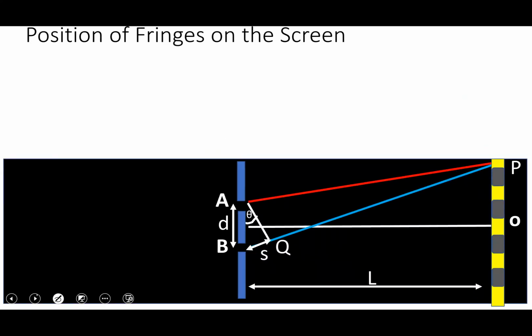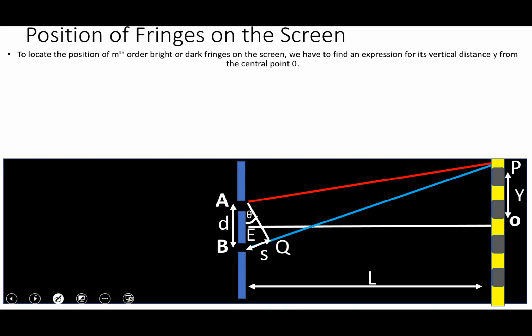Now, position of the fringe. If we want to calculate the distance from where it is bright, where it is dark, this distance basically is represented by y. And how can we calculate that much distance? Here the distance from point O, which is the center point, to point P, at which constructive or destructive interference may happen, y distance is taken. That much is equal to y.